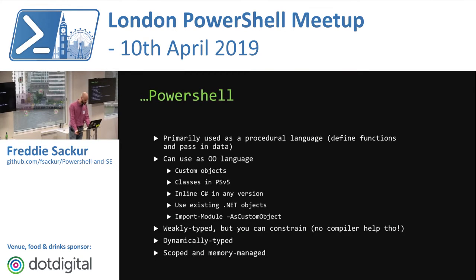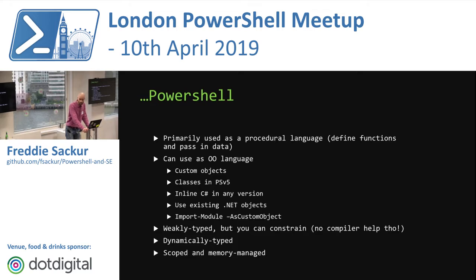So coming on to PowerShell. Technically, it's object-oriented. It's OOP. But really, we use it in a procedural way. You can argue it's a functional language because functions are objects, but it's not really the case, is it? We write functions and we pass data into them, just like in C.